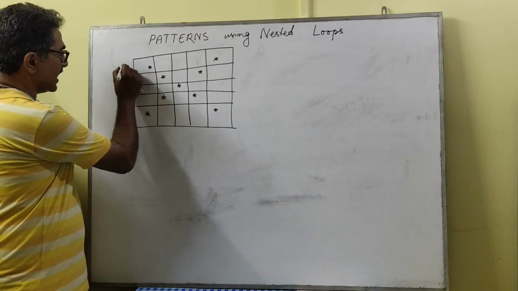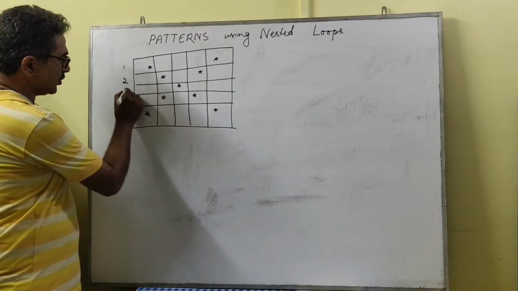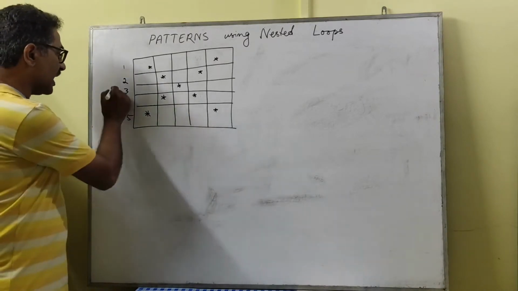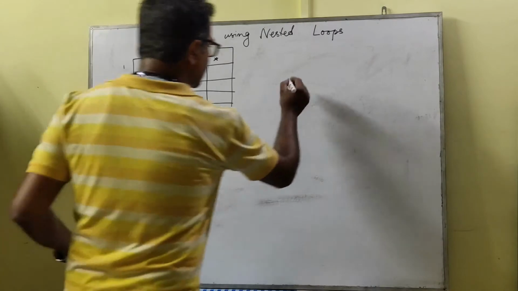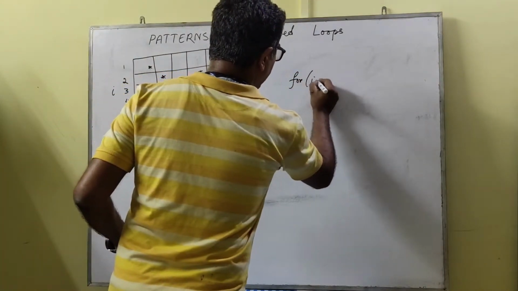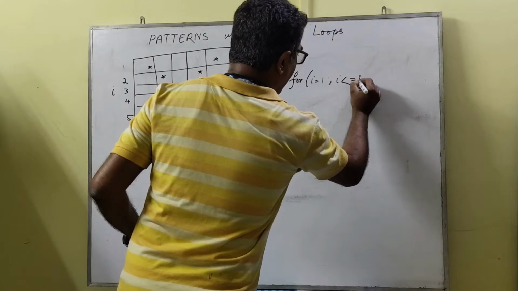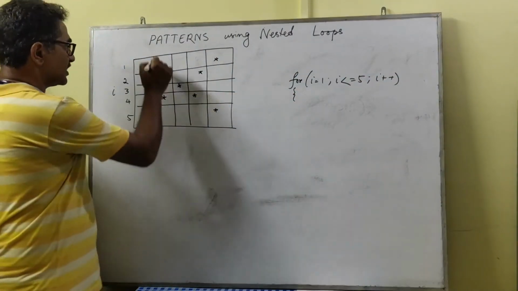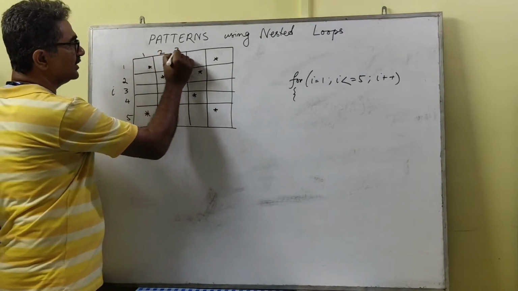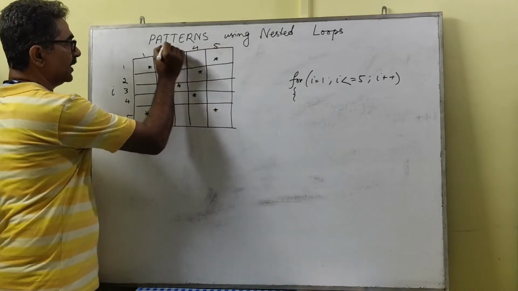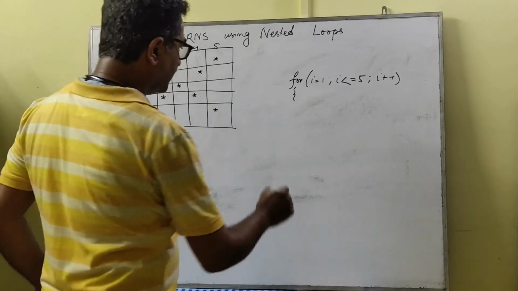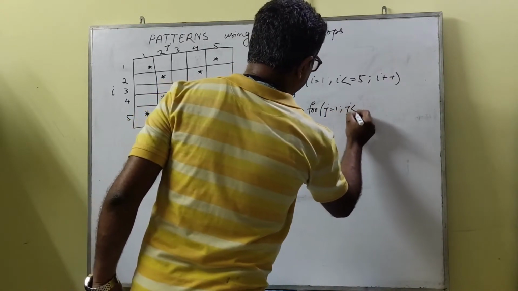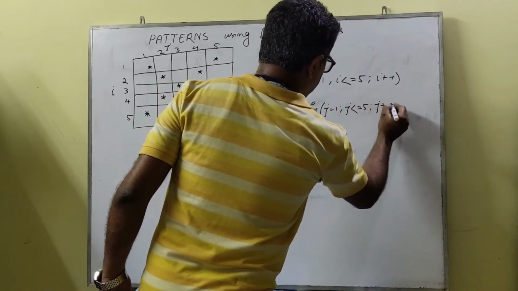Now we are going to name this as 1, 2, the second row, third row, fourth row and fifth row. So these are rows. Now these rows are the outer loop. Let's name it as I. So here the first loop will range from 1 till 5, I plus plus. Now, these column numbers are the J loop, that is the inner loop, starting from 1 to 5. So here we have from 1 till 5, J plus plus.